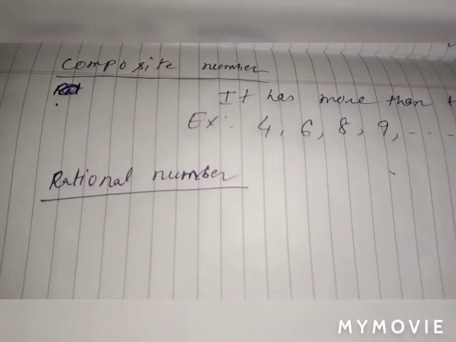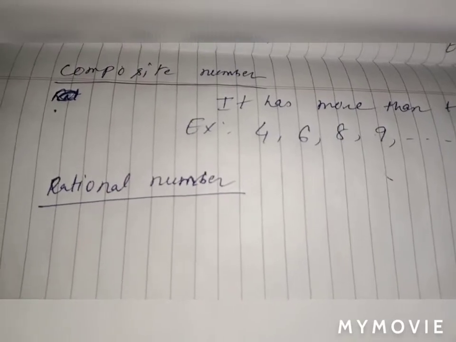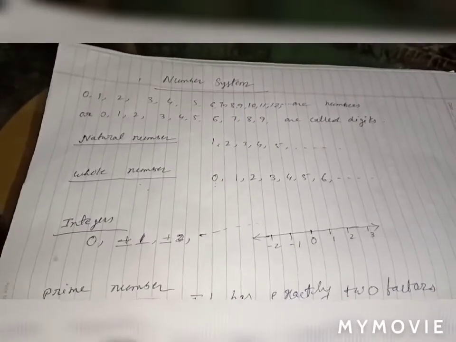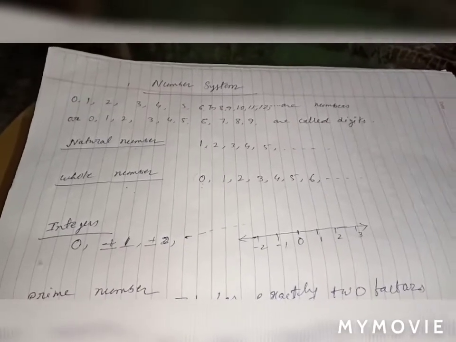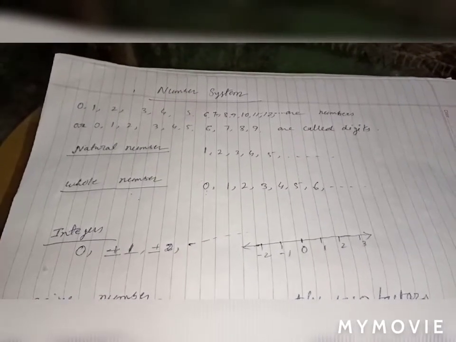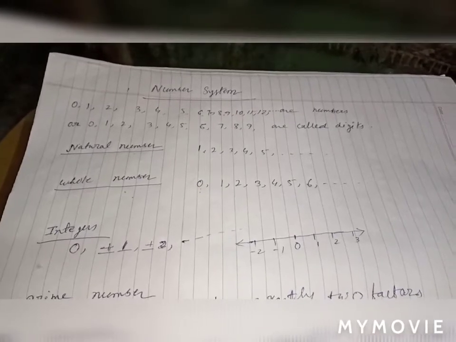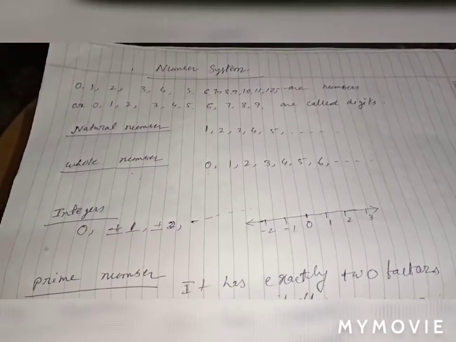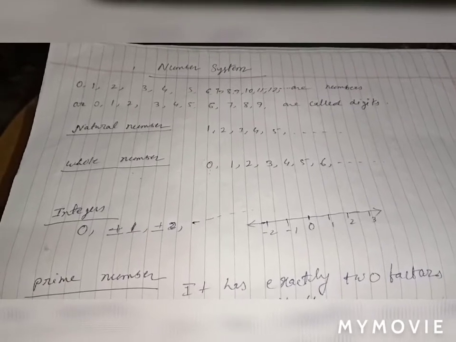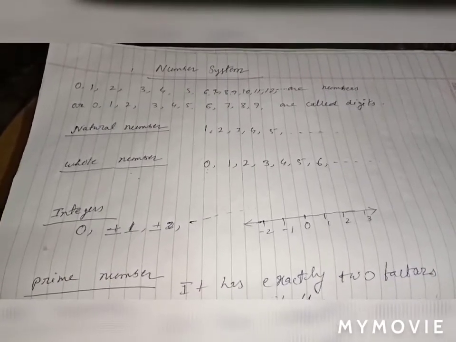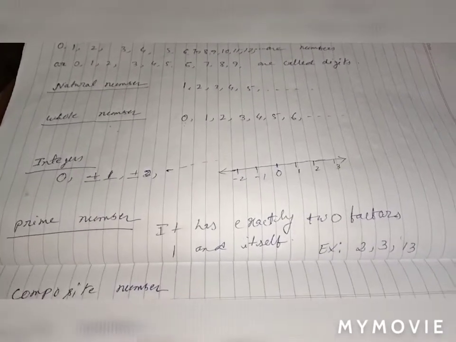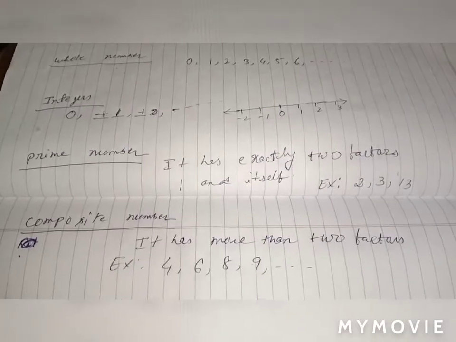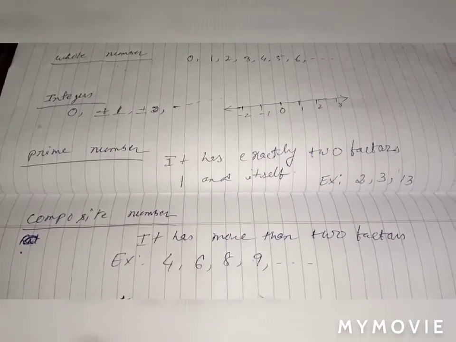One more. Now, rational numbers. Just wait, what are the things we have learned? Natural numbers start from 1: 1, 2, 3, 4, 5, up to infinity. Whole numbers start from 0, which means all natural numbers are whole numbers. Integers are positive and negative numbers including 0. A prime number has exactly two factors, 1 and itself. Examples: 2, 3, 13. A composite number has more than two factors. Examples: 4, 6, 8, 9.